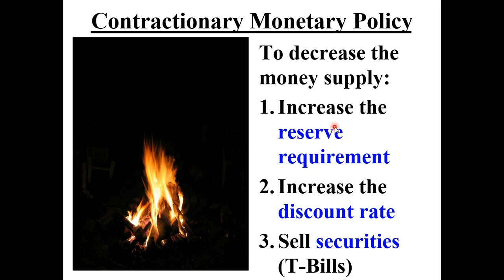If you want to contract the economy or slow the economy down, you would increase the reserve requirement. Tell banks they have to hold on to more cash. That means there's less money available to lend. The fire slows down. Increase the discount rate: the Federal Reserve can charge banks a higher interest rate, which means they're going to be less likely to borrow money. And if they're not borrowing money, they're not lending as much money, and that slows the economy down.